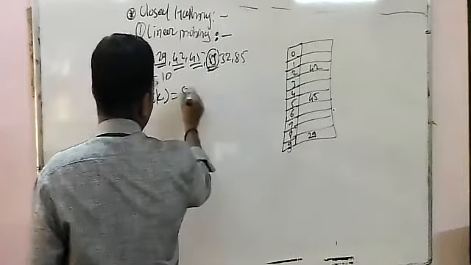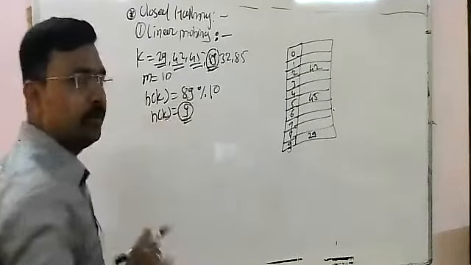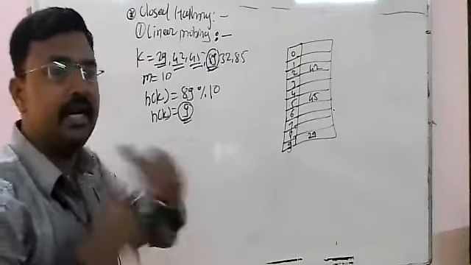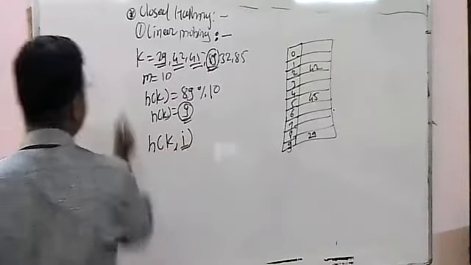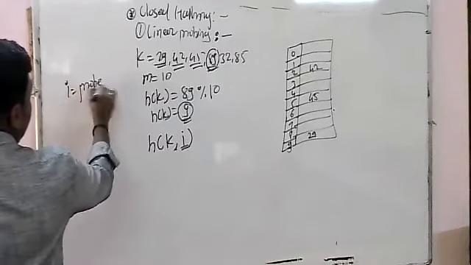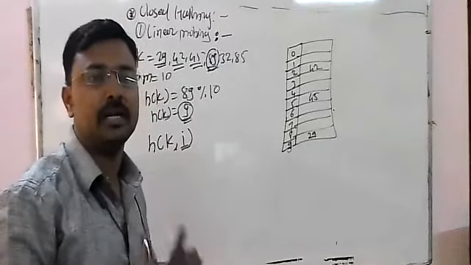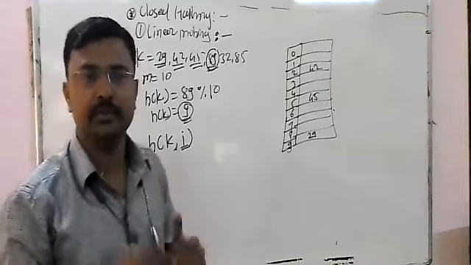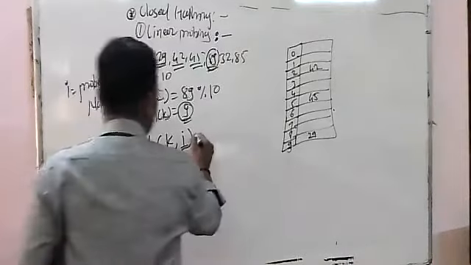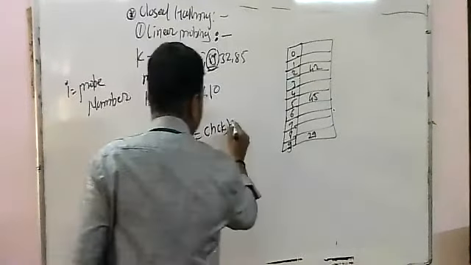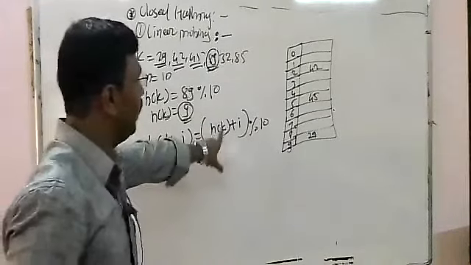See, h of k is equal to 89 mod 10 is equal to 9. So the h of k value is 9. Now, how to use linear probing? h of k comma i, where i is the probe number, meaning how many times you have shifted or moved your element. h of k comma i is equal to h of k plus i, mod 10.